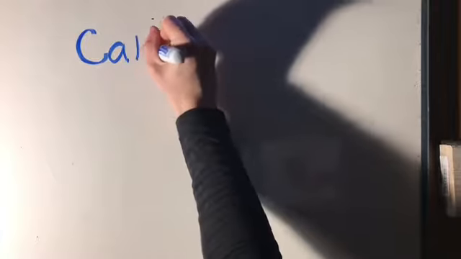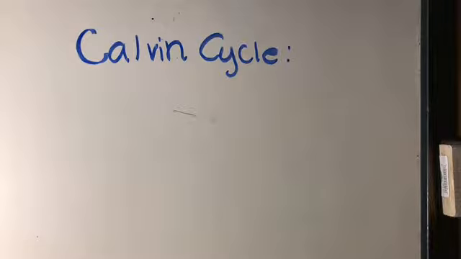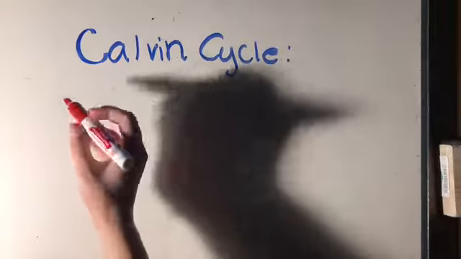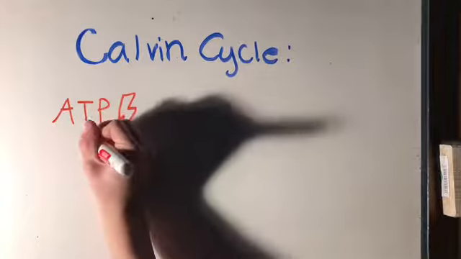Now, let's talk about light-independent reactions, also known as the Calvin cycle. Light-independent reactions occur in the stroma, which is the background fluid of the chloroplast. The reactants of the Calvin cycle are ATP, NADPH, and carbon dioxide, and the products are glucose.